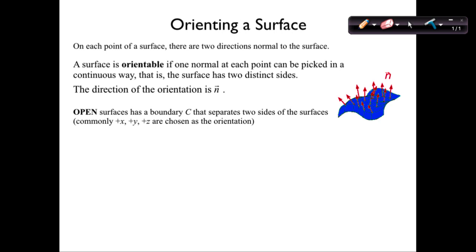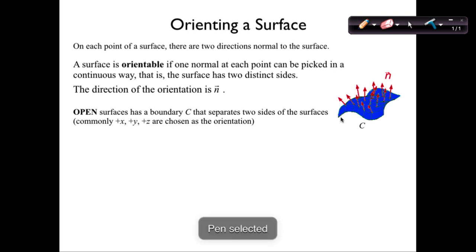Okay, and then there's two kinds of surfaces. An open surface has a boundary C that separates the two sides. This is showing an open surface, like this steel surface. And then you have this boundary C going around it. That's like the border or the boundary between the top-ish side and the bottom-ish side. Do you see that? So that's C.